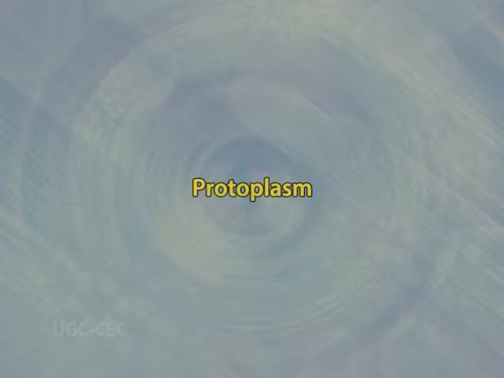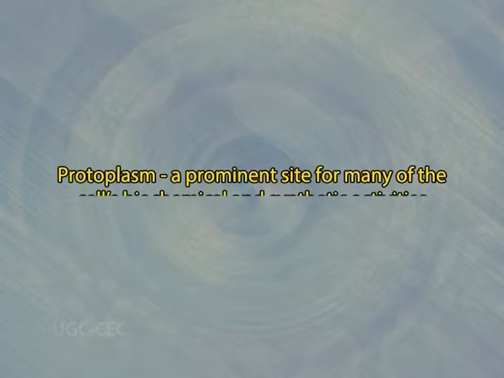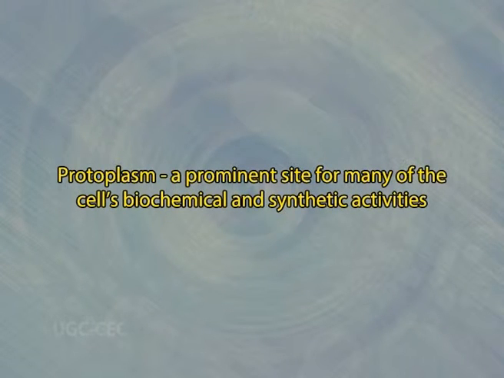Now protoplasm. Protoplasm is a prominent site for many of the cell's biochemical and synthetic activities. Its major component is water, about 70 to 80%, which serves as a solvent for the cell pool, a complex mixture of nutrients including sugars, amino acids and salts. The components of this pool serve as building blocks for cell synthesis or as sources of energy. It also contains larger discrete cell masses such as the chromatin body, ribosomes, mesosomes and granules.